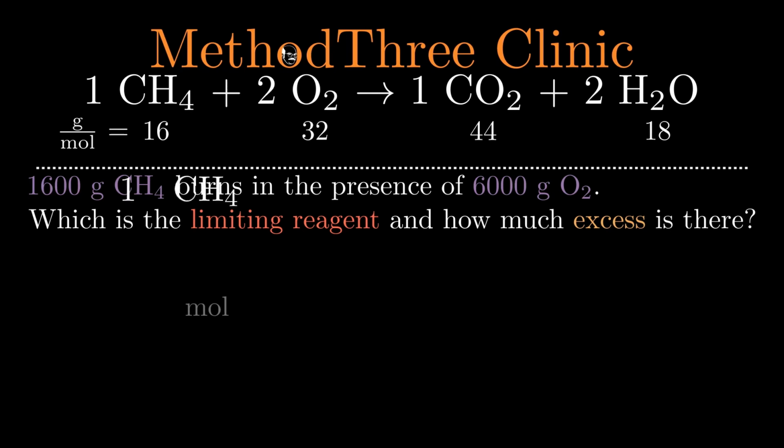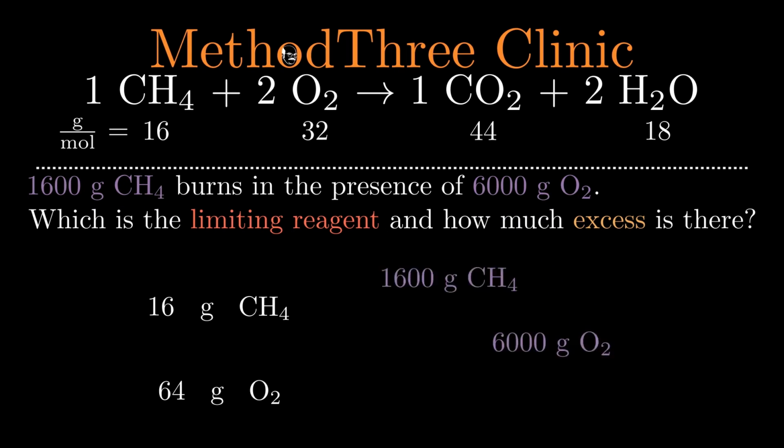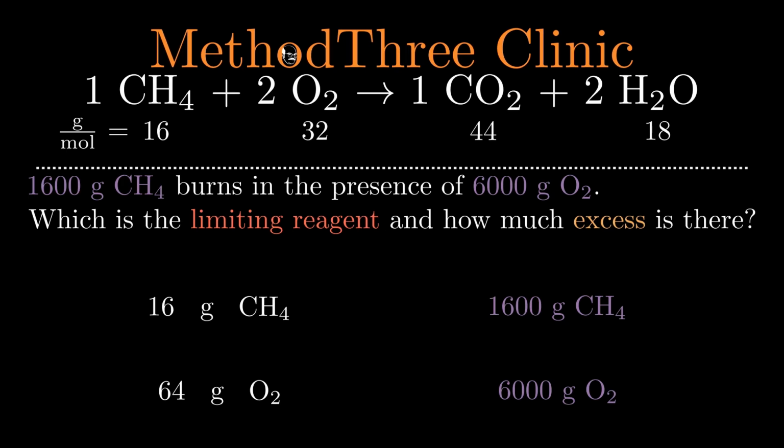According to the equation, 1 mole of methane reacts with 2 moles of oxygen. The question gives us masses of reactants, so we need to ensure the units match. We could convert to moles, but since we've done everything else in mass, 1 mole of methane is 16 grams and 2 moles of oxygen is 64 grams. We compare those with what the equation gives us, 1600 grams of methane and 6000 grams of oxygen.